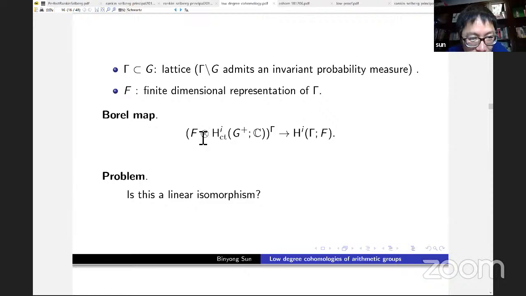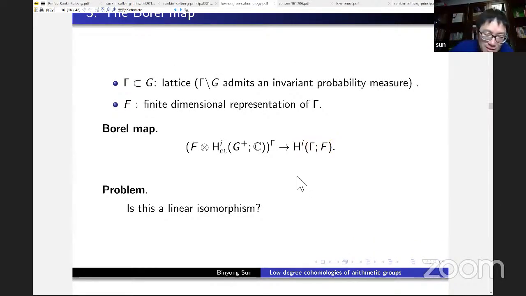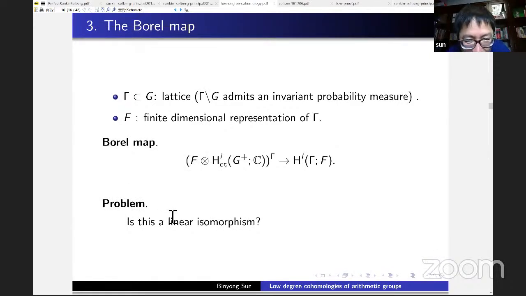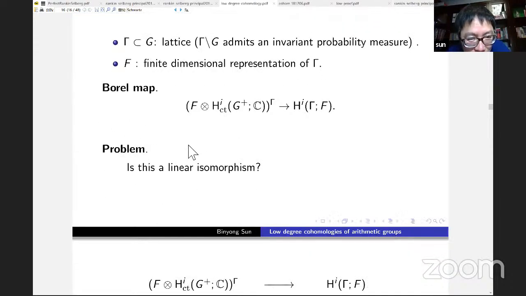And there is a natural map from this to the group cohomology. I will explain this map. This is called the Borel map. We are interested in the problem: is this map a linear isomorphism? So let me first explain how this Borel map is defined.